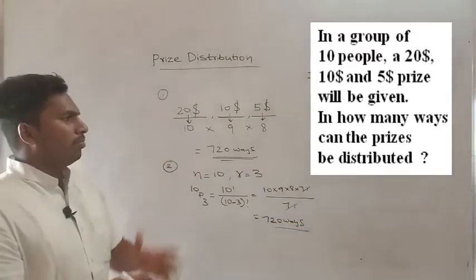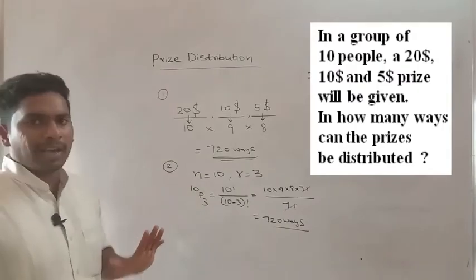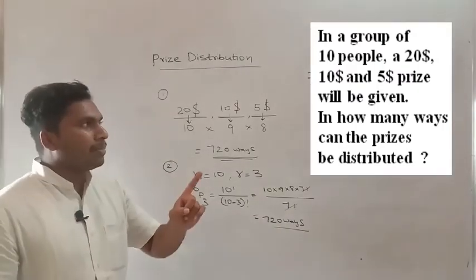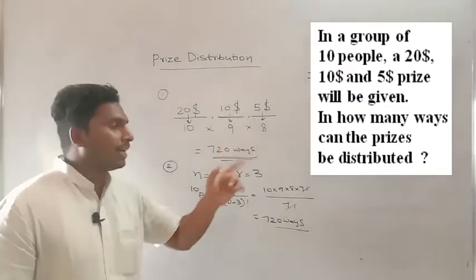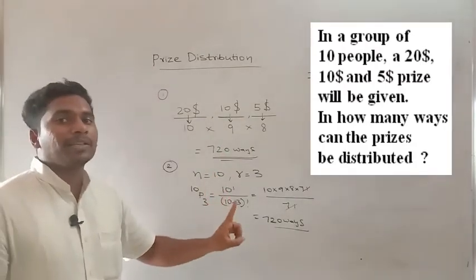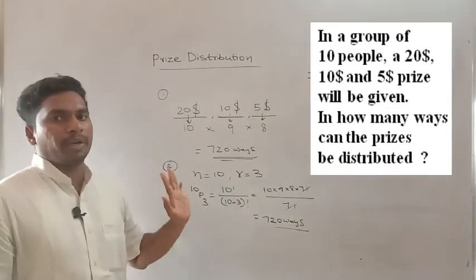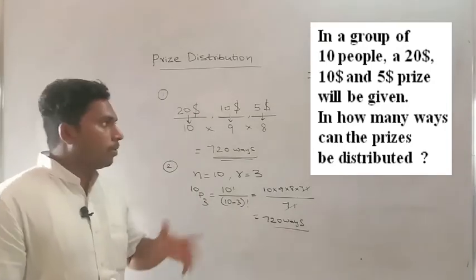You can do it in any manner, as you like. But remember, if the prizes are different, that is permutation. If the prizes are the same, that is combination. We will solve another problem of this kind.